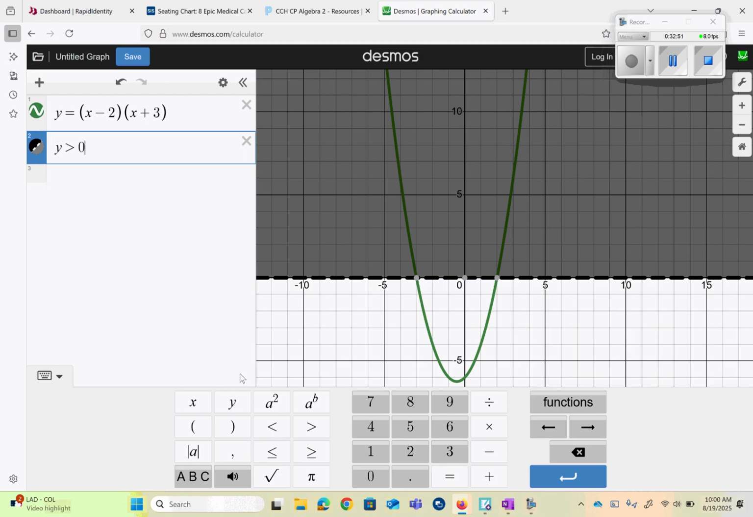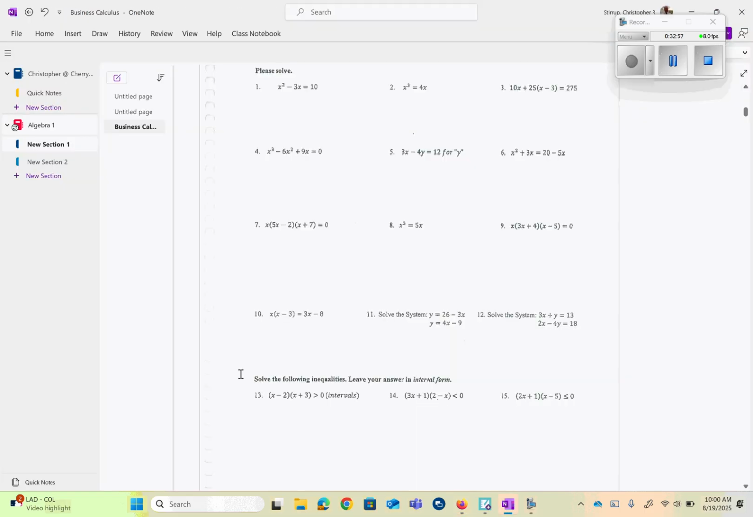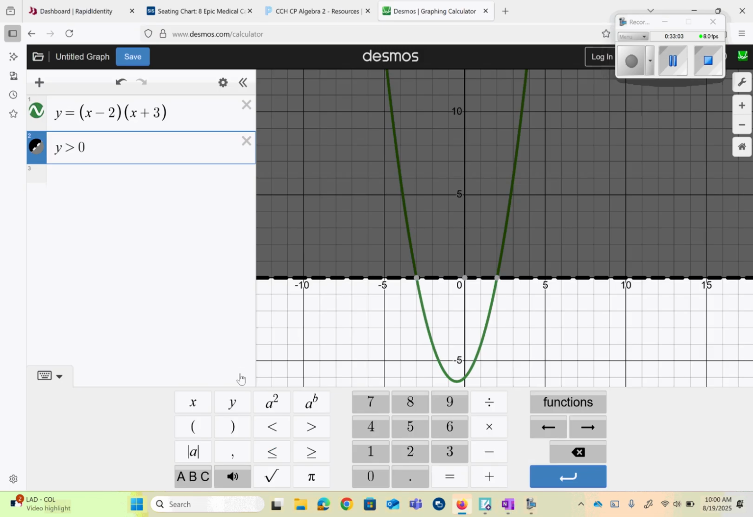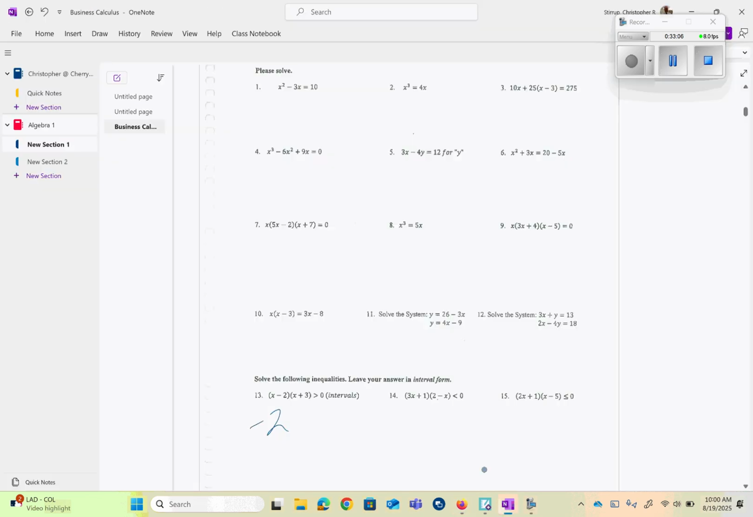So your answer to number 13, we have negative 3 and positive 2. Okay, so using this, our interval is going to go from negative infinity to negative 3, soft bracket on the 3, because we don't have the equal sign underneath there, and then from 2 to infinity, and that's what our answer is. So I would ask you guys, why don't you try 1 through 15, see how you do.